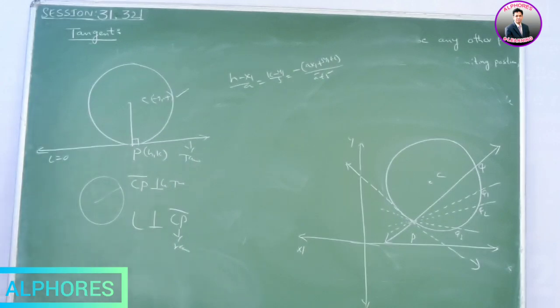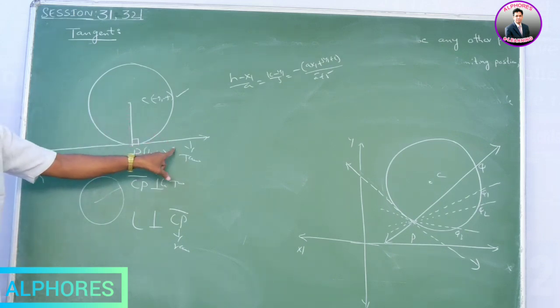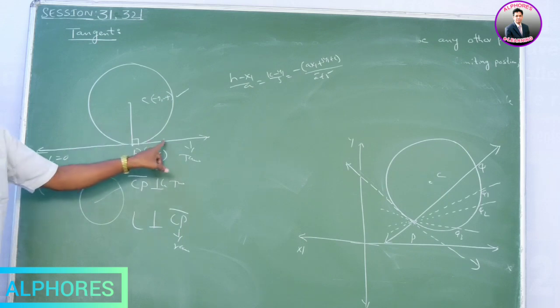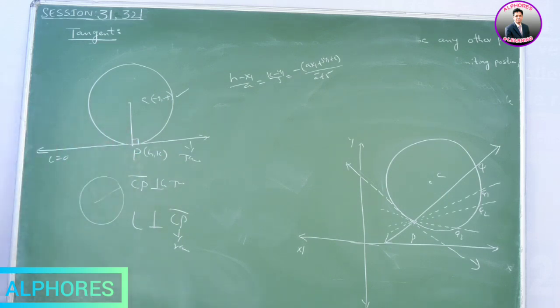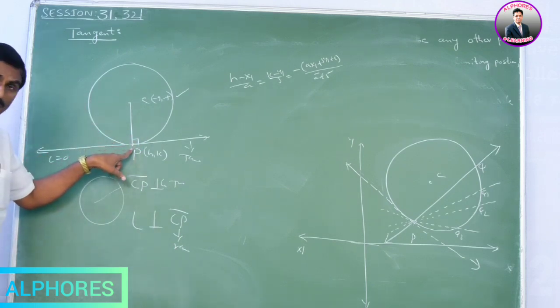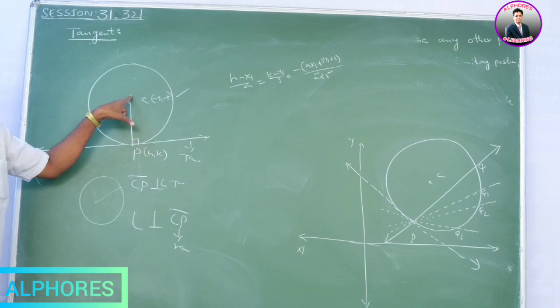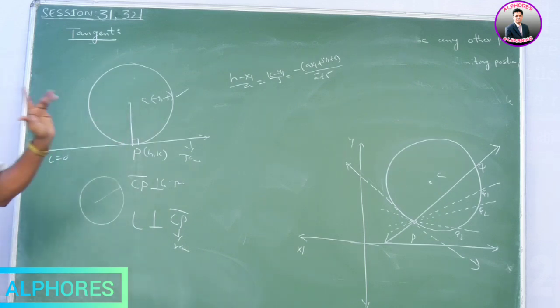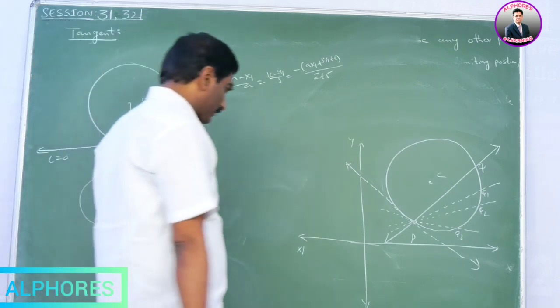Okay? Please note these points. CP is always perpendicular to the tangent. This is the first point: the radius is perpendicular to the tangent at the point of contact. Second one: the point of contact P is nothing but the foot of the perpendicular from the center of the circle to the given tangent. The foot of the perpendicular is (h minus x1)/a is equal to (k minus y1)/b is equal to minus (a x1 plus b y1 plus c)/(a square plus b square).